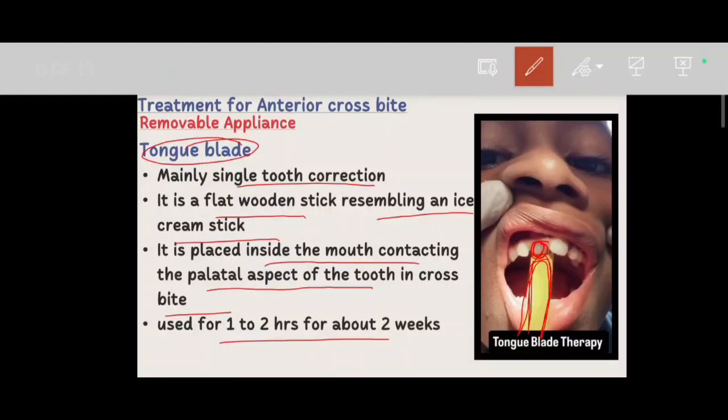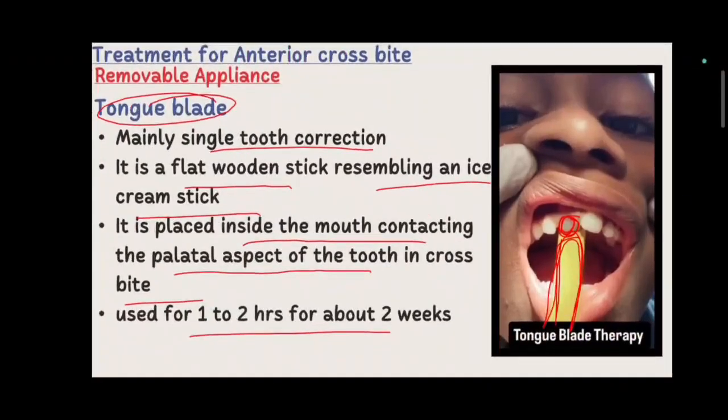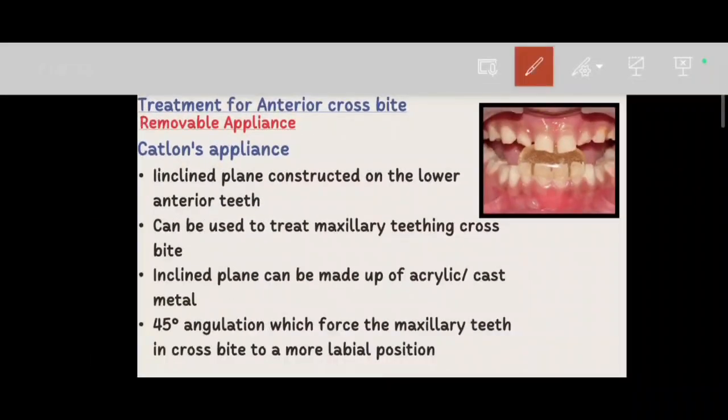So is tongue blade used for multiple teeth correction? The answer is no. It is mainly for the single tooth. Now the second one is Catlan appliance. It is another removable appliance. It is an inclined plane which is made on the lower anterior teeth. It can be used to treat the maxillary teeth in crossbite.